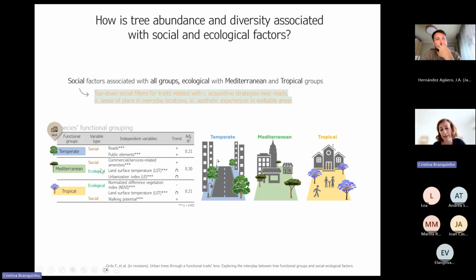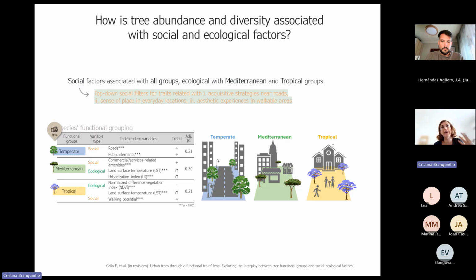In the case of Mediterranean species, it is very interesting to understand that they are located in areas with at least some land surface temperature and some urbanization index. Some of the variables are described here. For example, those tropical species are more related to areas with low vegetation, low NDVI, so less vegetation around, and more walking potential. So there were differences in the way they were explained, but again, important social drivers determine where they are located.